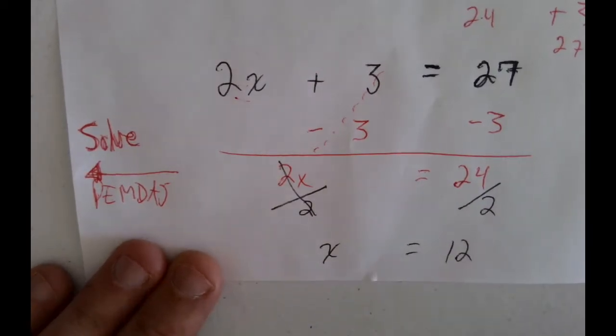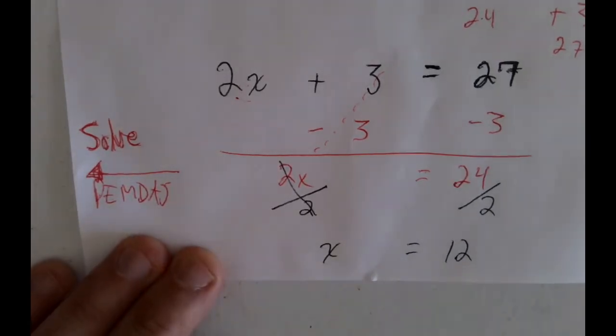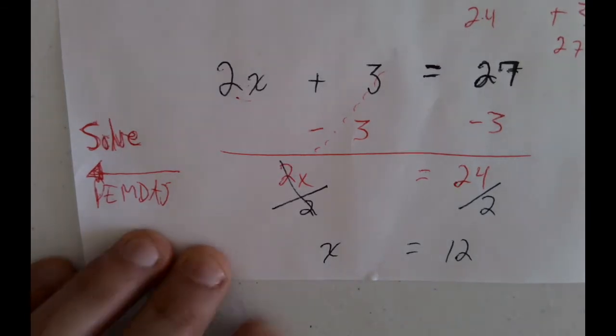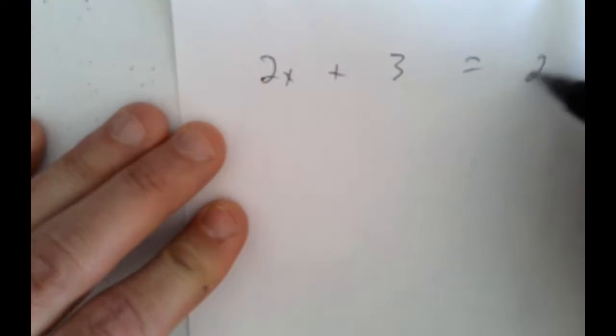But hopefully I made my point that when you solve a two-step equation, you can actually do the order of operations backwards. Now there are exceptions to this. I'm actually going to work that problem a totally different way, and I'm going to show you why this way is a little bit easier. So we have 2x plus 3 equals 27.